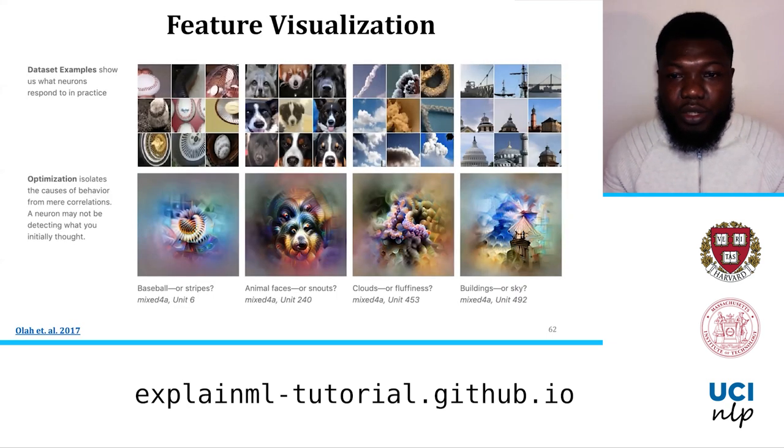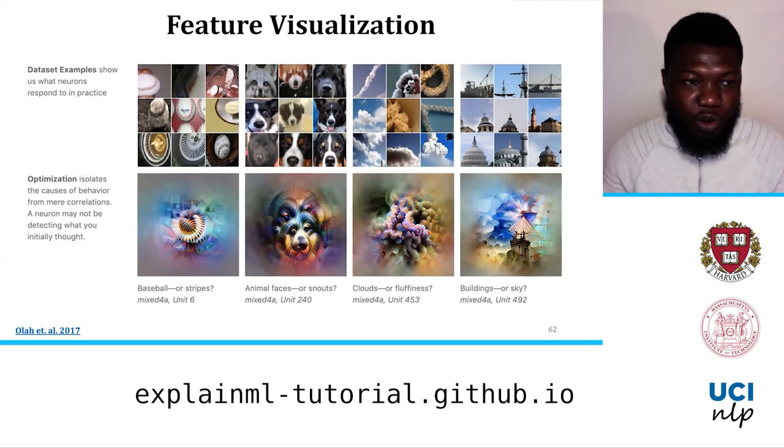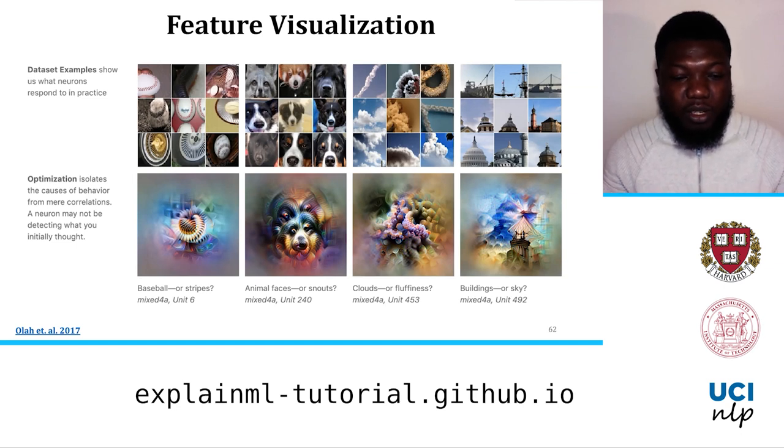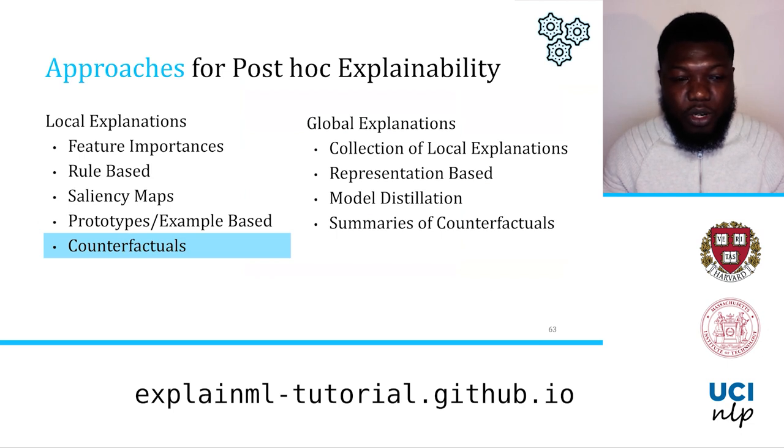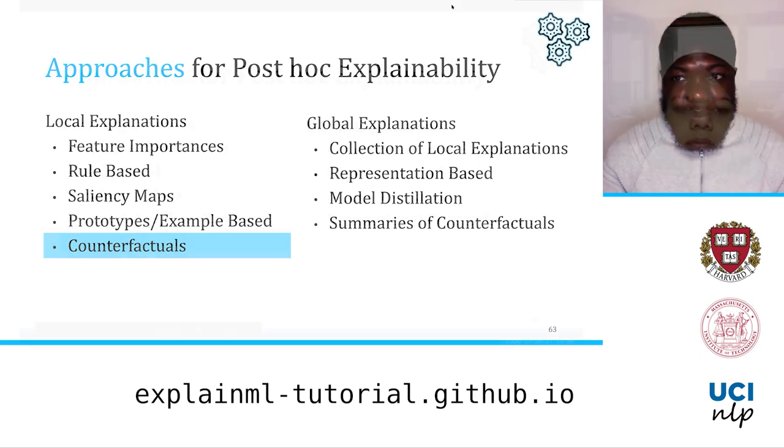So here's a visualization derived from the work of Olah et al. in 2017 that shows both of these approaches. In the first row, we see dataset examples that strongly activate a particular neuron. And then on the bottom row, we see synthetic examples that were generated via an iterative optimization process to strongly maximize a particular neuron. So these are two approaches that fit under this paradigm as well. Now that concludes our discussion on prototype examples, and we'll move to a discussion on counterfactuals.